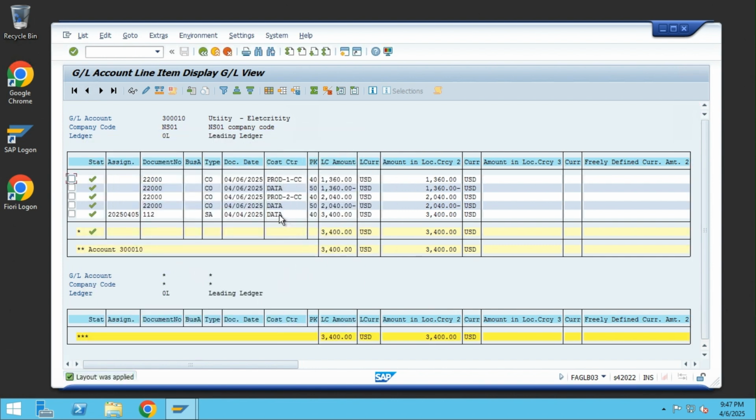Okay, so now if we look at it, data cost center was the original document, and then data cost center was credited after the distribution run, and the production cost centers were all debited. So that's why the net effect is the amount is still a 3400 balance on this cost element or GL account.